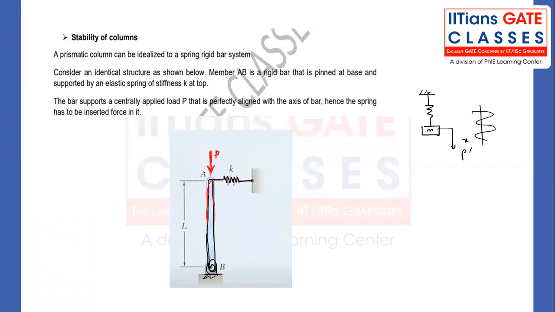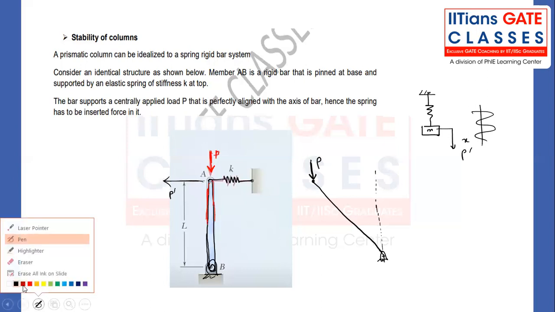No problem. You try to disturb it by an amount P dash. Once you disturb it, after the disturbance, this P dash will disappear. It will not be there for the system. After disturbance in the negative X direction, what will be the position? Let's see. The position will be somewhat like this, where the load P has been applied.